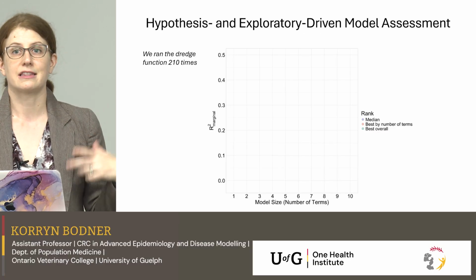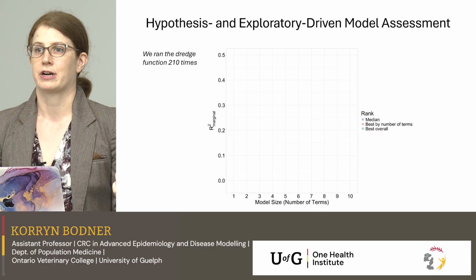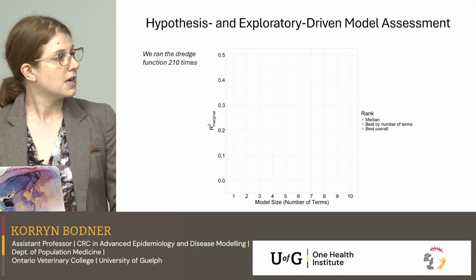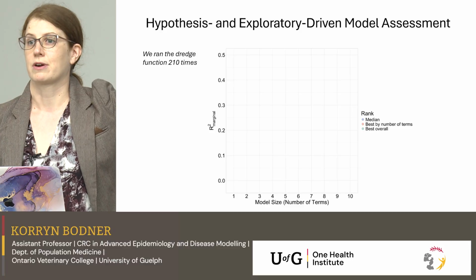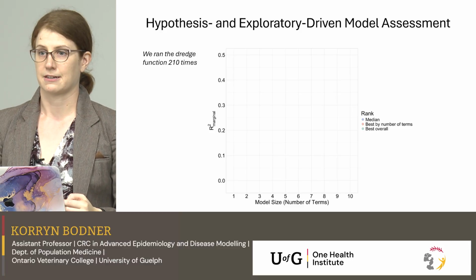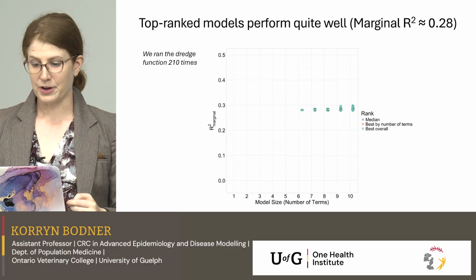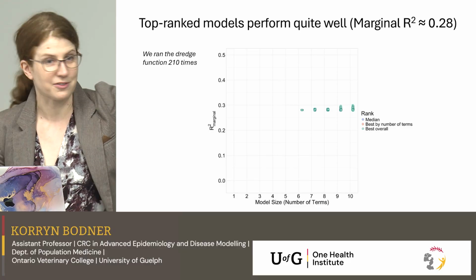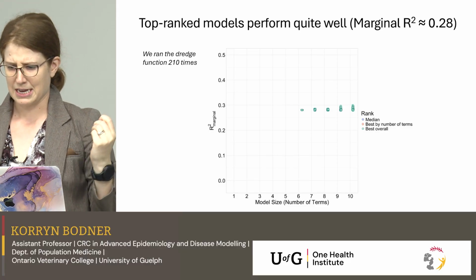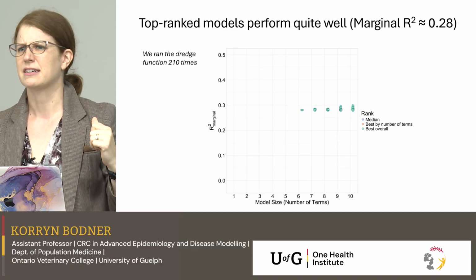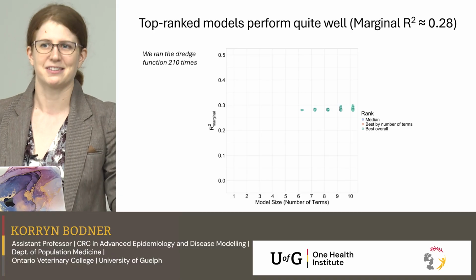Okay, so now let's look at this model performance for this exploratory and hypothesis-driven context. Again, we have model size on the bottom, and here we have that marginal R-squared, so that's the explained variation of our fixed effects. Okay, so there are those top-ranked models. Remember, I said there were none less than 6, so you can see everything there. And on average, you're looking at about 28% of the variation explained. It's all right, model. It's okay.